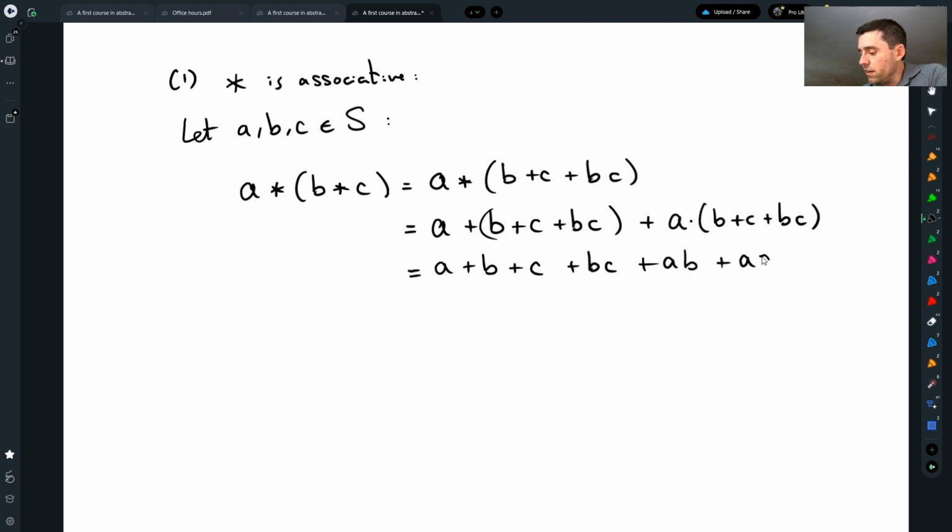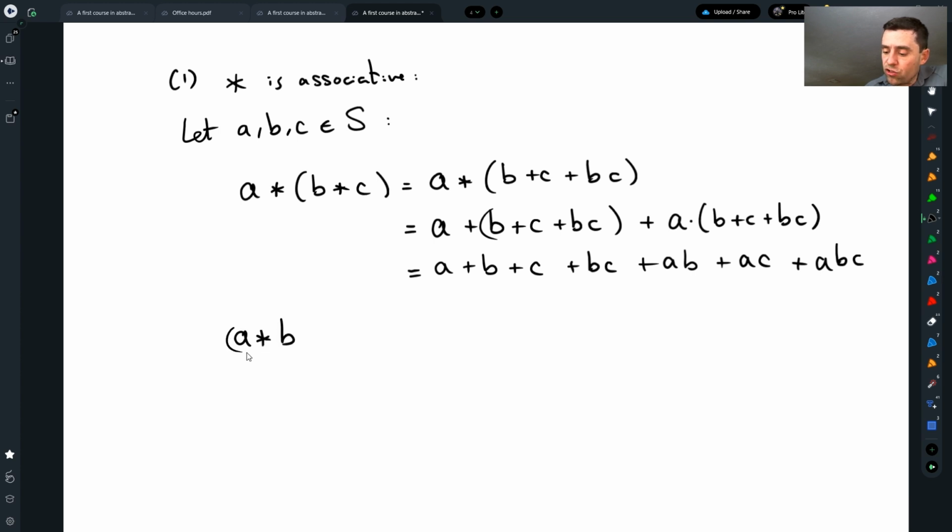And now you see that what I got is symmetric in A, B, and C. So I have A plus B plus C, I have all the combinations of A, B's, and C's in pairs, and I have the triple product. So because this is symmetric in A, B, and C, it doesn't matter if I do permutations of the letters A, B, and C, I know that it is going to work out. But let's just do it for fun.